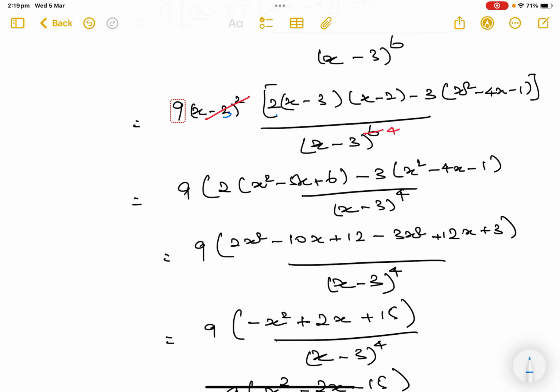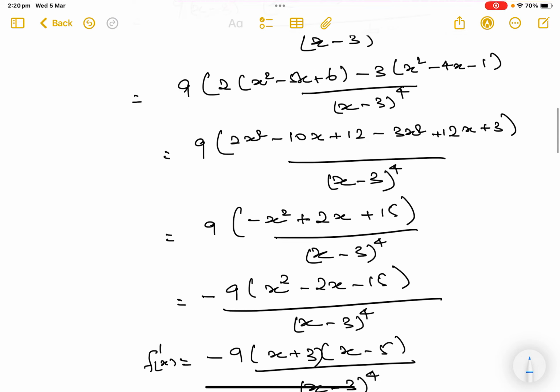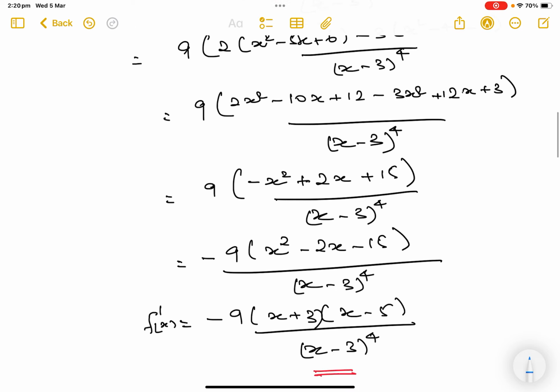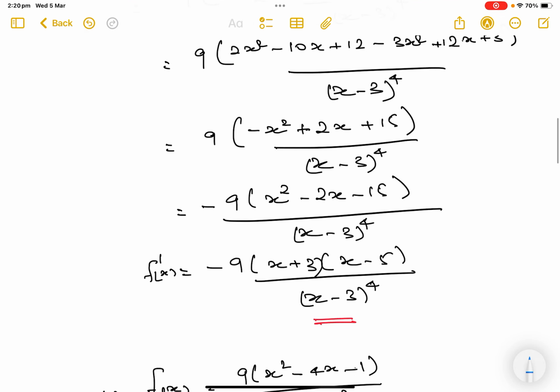Now 9 times 2, and if I expand (x minus 3) times (x minus 2), x squared minus 5x plus 6, minus 3 times (x squared minus 4x minus 1), divided by (x minus 3) to the power of 4. 9 again, and if I remove the bracket, 2x squared minus 10x plus 12 minus 3x squared plus 12x plus 3. The denominator is still the same, (x minus 3) to the power of 4.